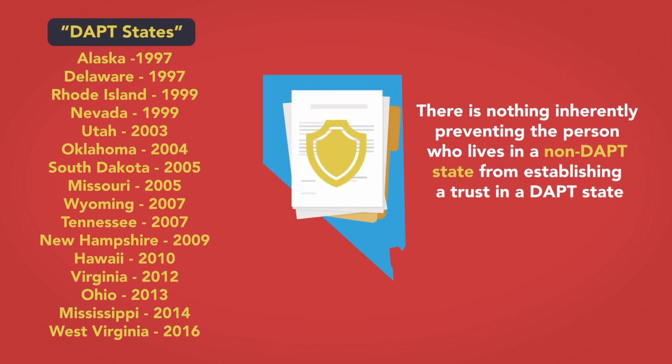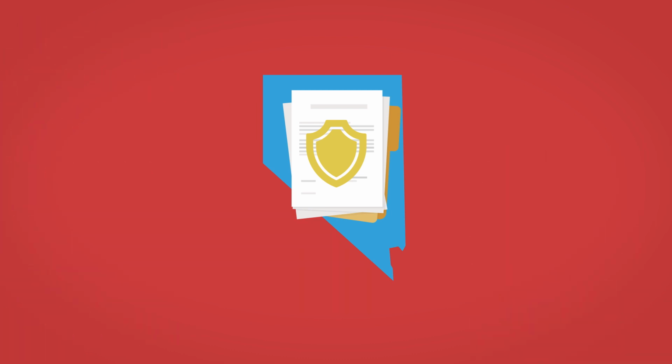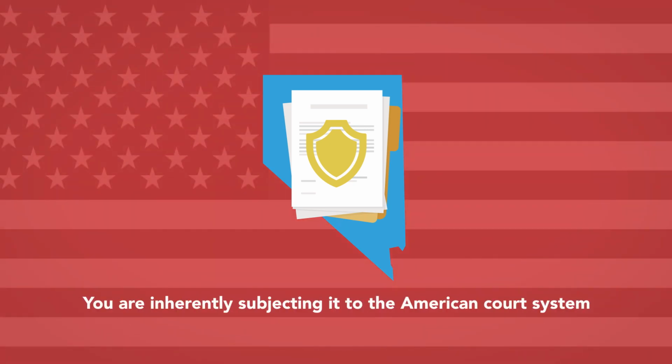The states that allow and protect domestic asset protection trusts are sometimes known as DAPT states. There's nothing inherently preventing the person who lives in a non-DAPT state from establishing a trust in a DAPT state. After all, the right to travel and do business in different states is considered a fundamental right under the United States Constitution. Still, the dangers of this strategy lie in its potential ineffectiveness. By leaving the trust in the United States, you're inherently subjecting it to the American court system.